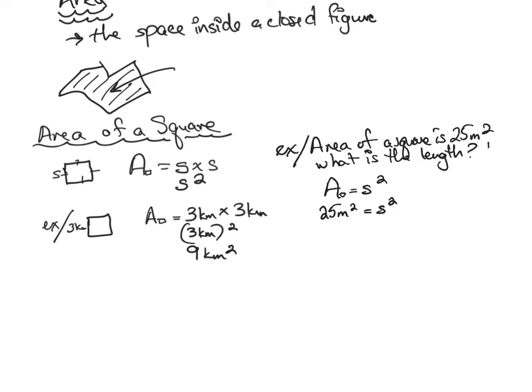Well, how do you get rid of a square? You do the square root. So you do the square root of both sides. This side will give you the side, which is what you want, and the square root of 25 meters squared is 5 meters.